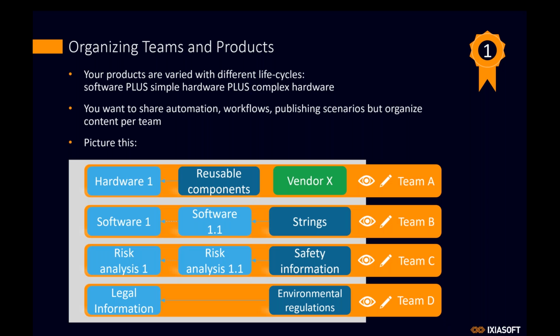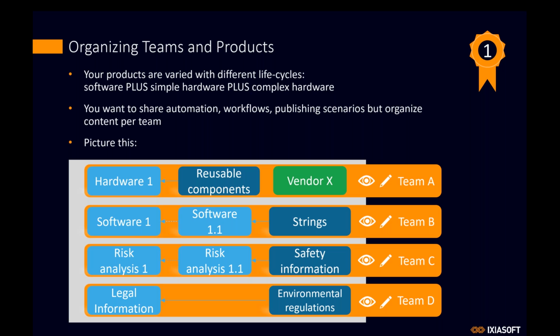So in this example, team A, the first one, works on hardware 1, while team C finishes up the risk analysis information, and team D monitors the legal information. Now, of course, the organization doesn't have to be this strict. You could have something more open.